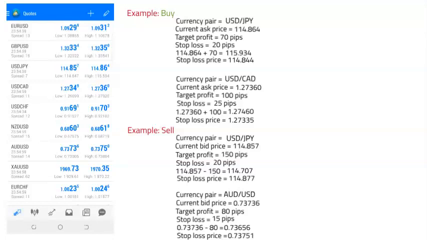I will give you a task after this lesson. We will now move on to another important topic. After this topic, you will have a better understanding of how money is made in forex. Our next topic is lot size.